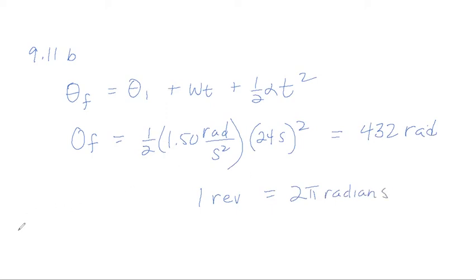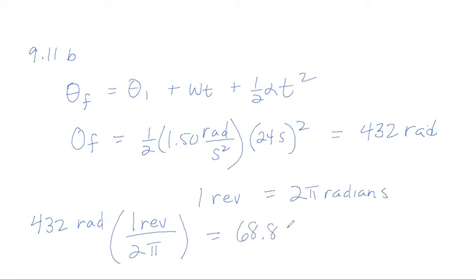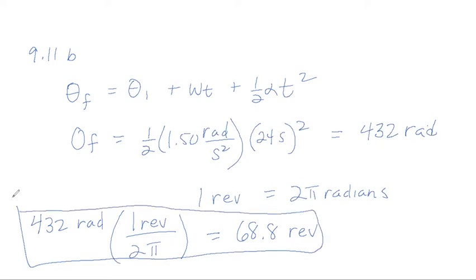So if I want to take 432 radians and convert to revs, I multiply by 1 rev divided by 2 pi. I am going to get 68.8 revolutions in 12 seconds.